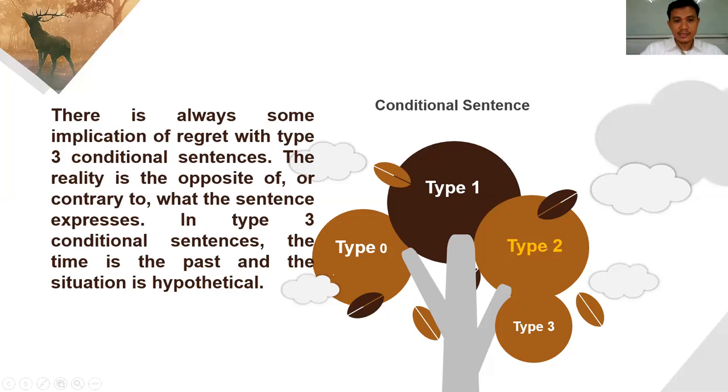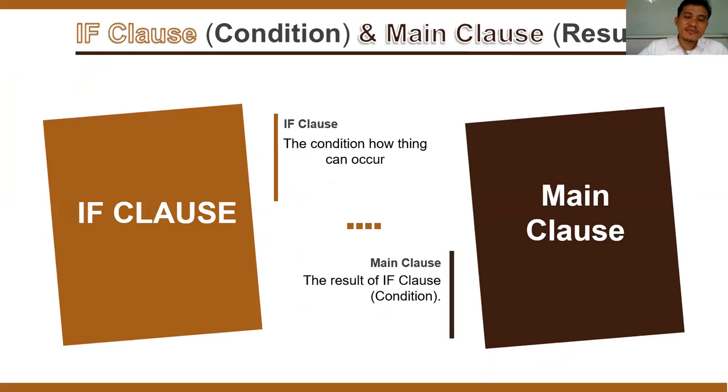Okay, next. Before the previous topic, we also discussed this. The if clause is the condition element, and the main clause is the result. The if clause is the condition for how a thing can occur, and the main clause is the result of the if clause, or the result of the condition. What is condition? Syarat, yeah. Something happened because of that thing. You can pass the exam if you study hard. So if you study hard, this is the condition, the syarat, and pass the exam is the result.